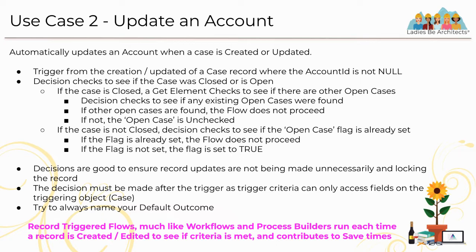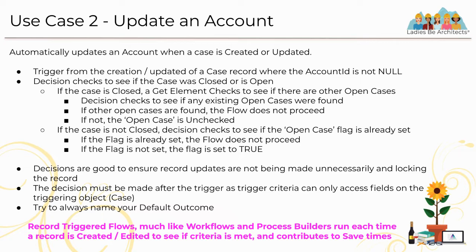So the first step I want is to then have a decision to see if the case was closed or if it was a new or an opened one. If the case is closed, I then want to find and see if the account I've selected has any other open cases, then have another decision. If there are open cases, then we don't do anything because there's still open cases for that checkbox. If there aren't though, we then want to untick the open case checkbox.